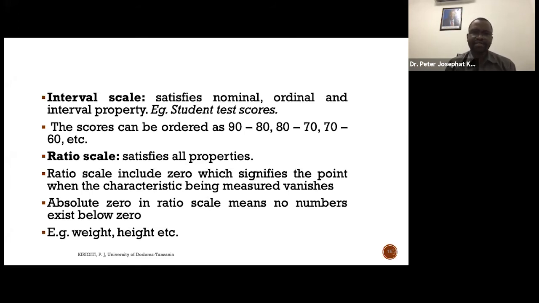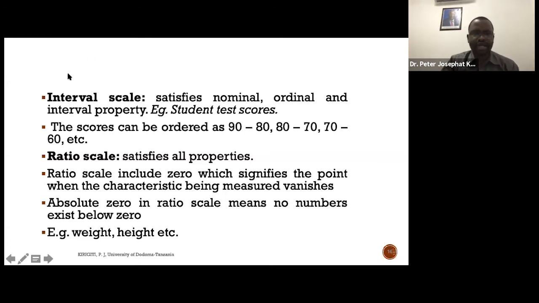This ratio scale satisfies all the properties. It satisfies the property of nominal, of the identity. It satisfies the property of magnitude. It satisfies the property of equal interval.